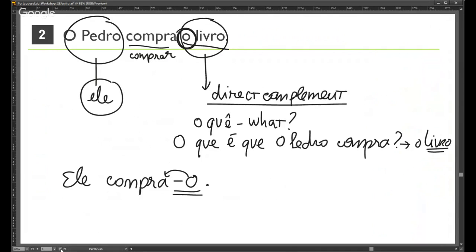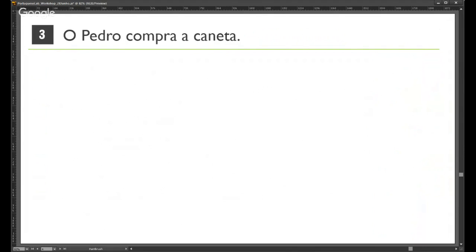And I have another option for you here. O Pedro compra a caneta. So the exact same sentence, but the thing he's buying is different, it's the pen. Caneta. So can you think of a way to substitute the pen with a pronoun that is the direct complement, because this is what he's buying?